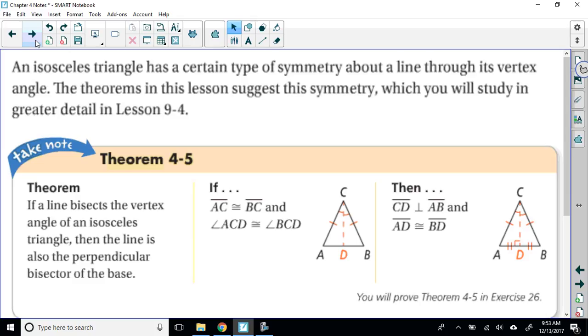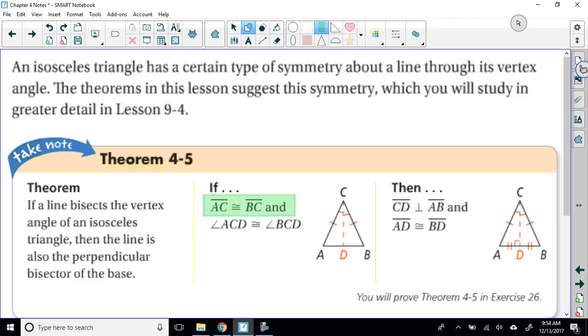If a line bisects the vertex angle of an isosceles triangle, then the line is also the perpendicular bisector of the base. Read that one more time. If a line bisects the vertex angle of an isosceles triangle, then the line is also the perpendicular bisector of the base. So in your notes, you're probably going to have to fill in these two things.